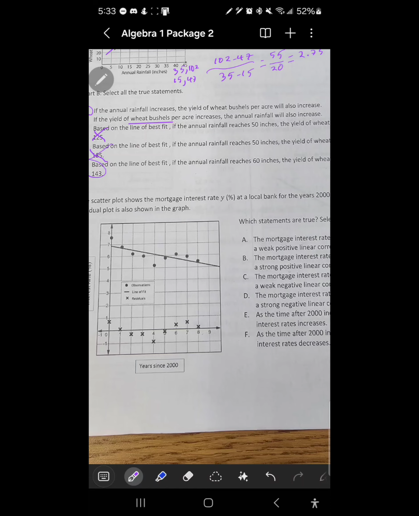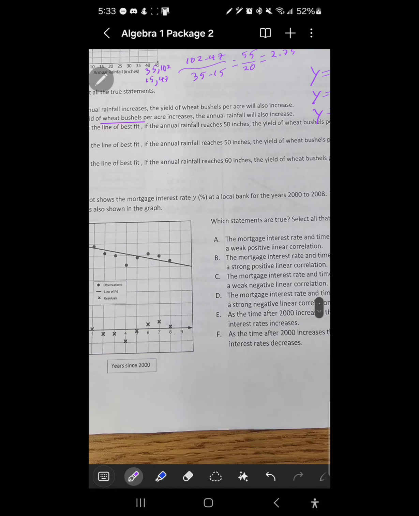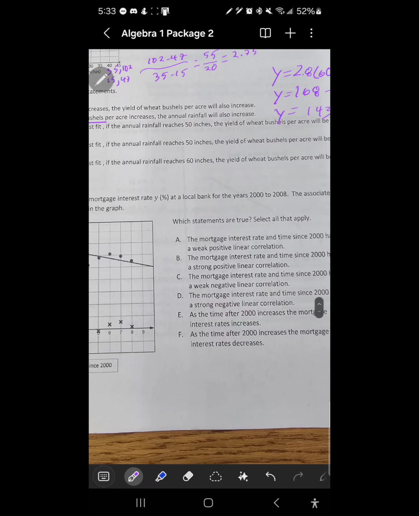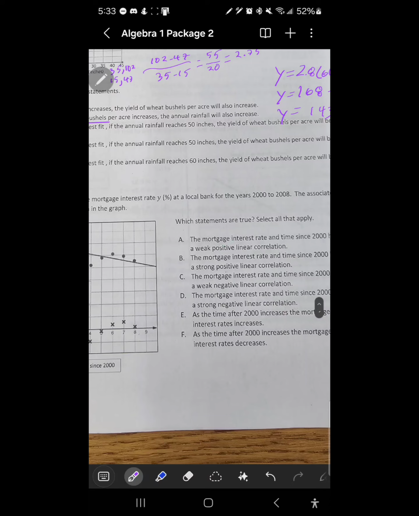As you can see here, the graph is going down, so it cannot be positive, it has a negative correlation, because with the increase of the x value, the other variable is actually decreasing, so it does not have a positive correlation. So A and B are out.